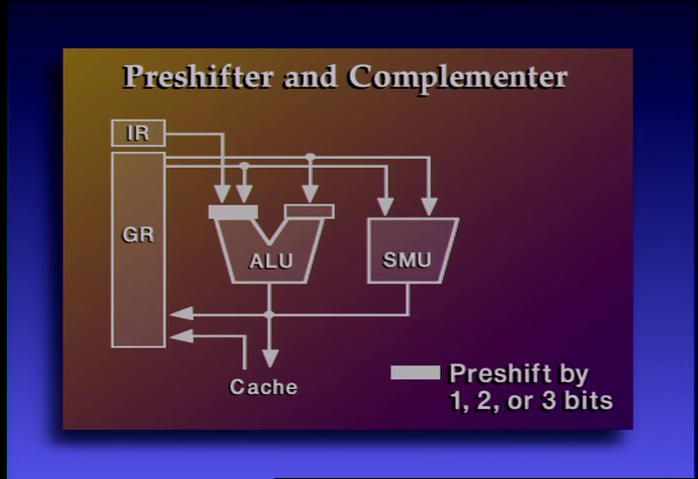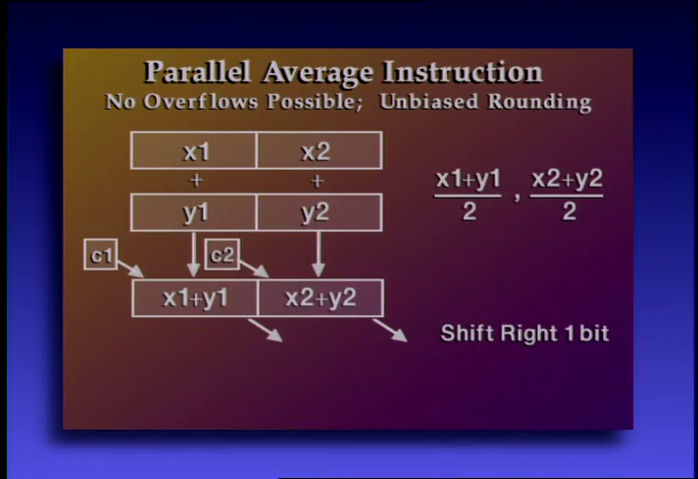This pre-shifter tends to balance the ones complement circuit on the other port of the ALU, which is needed for doing subtraction. Let's now look at the parallel average instruction. This gives the arithmetic mean of pairs of subwords, which is a very common operation in many video and graphics algorithms. The average instruction involves just an add followed by a right shift of 1 bit. The beauty of the average instruction is that no overflows are possible. This is because during the right shift, the carry is shifted in when the least significant bit is shifted out.